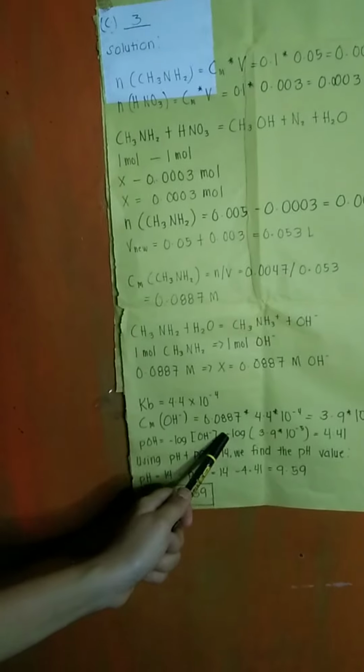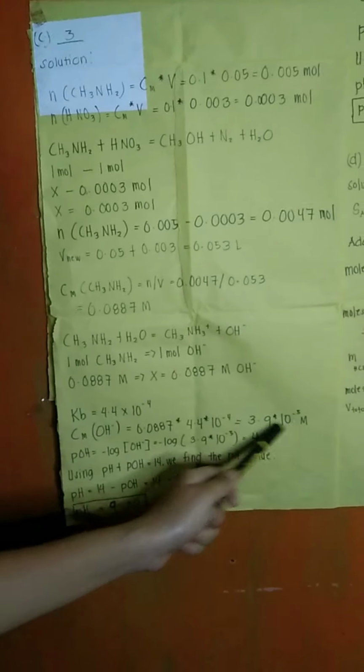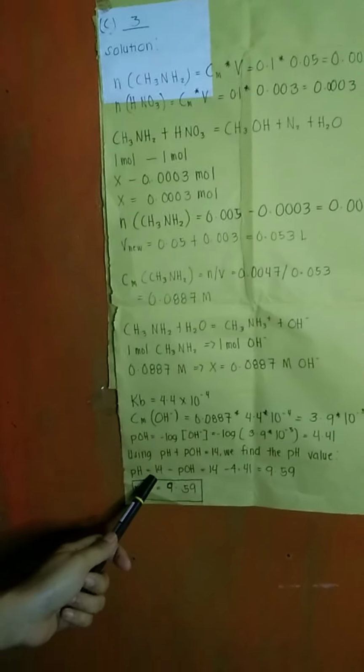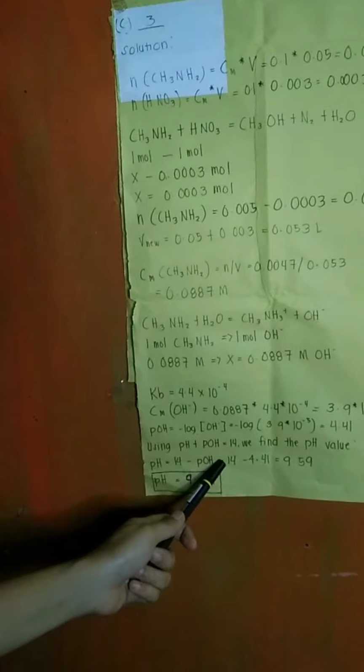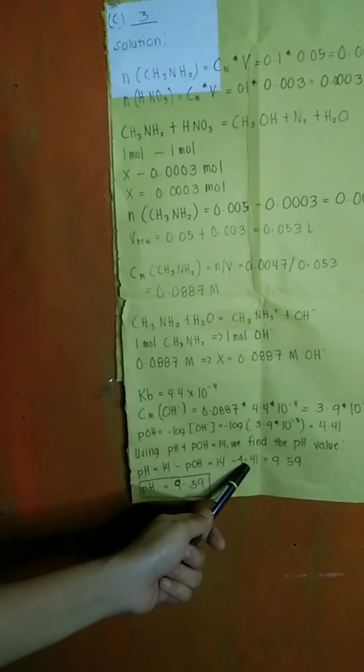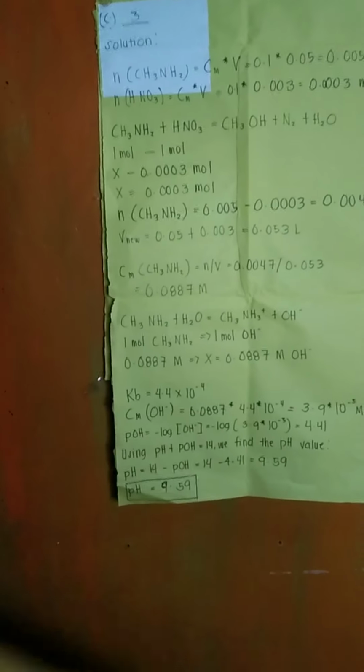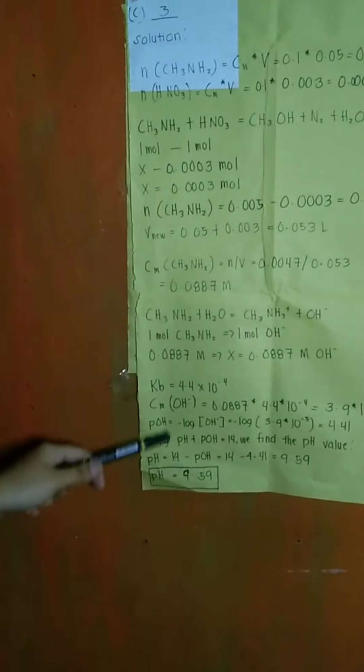pOH equals negative log of OH negative equals negative log of 3.9 times 10 negative 5, which equals 4.41. Using pH plus pOH equals 14, we find the pH value. pH equals 14 minus pOH equals 14 minus 4.41. We can get the answer of 9.59. The final answer of this problem is pH equals 9.59.